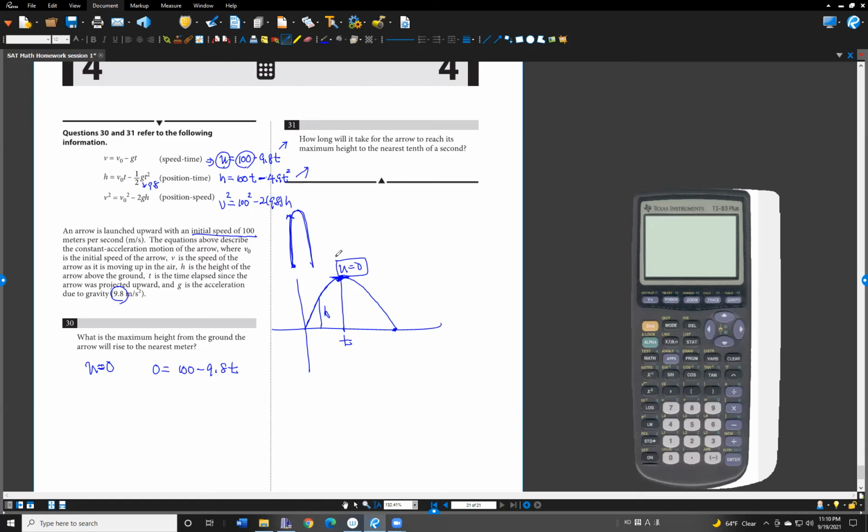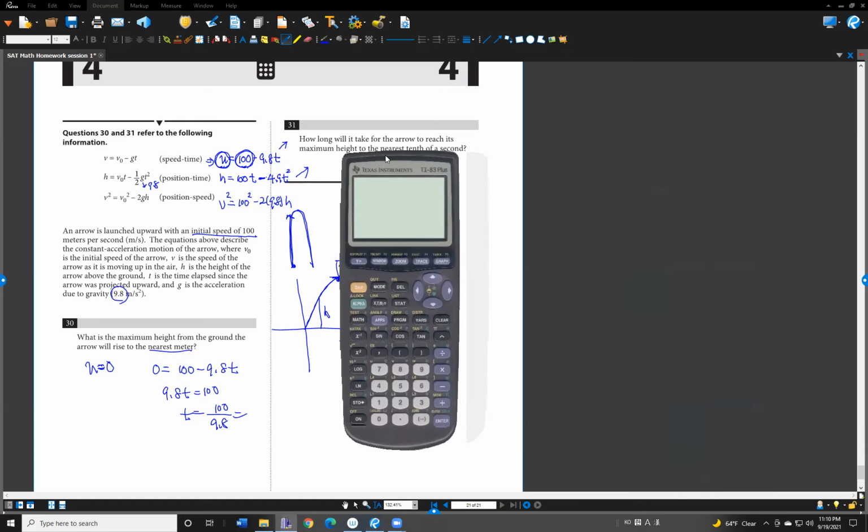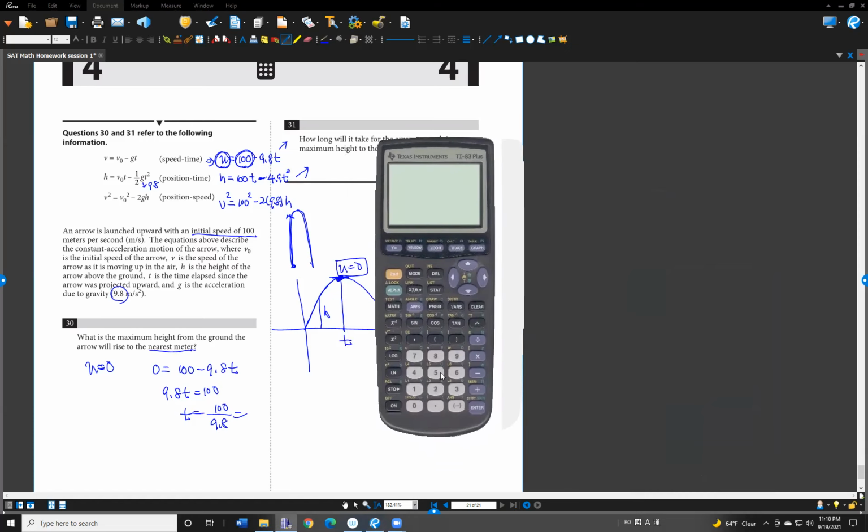At time t, the initial velocity is 100. You can find this one: 9.8t equals 100, so t is 100 over 9.8. The answer should be to the nearest meter. Oh, we need to find the highest point. All right, anyway, we can find this one.